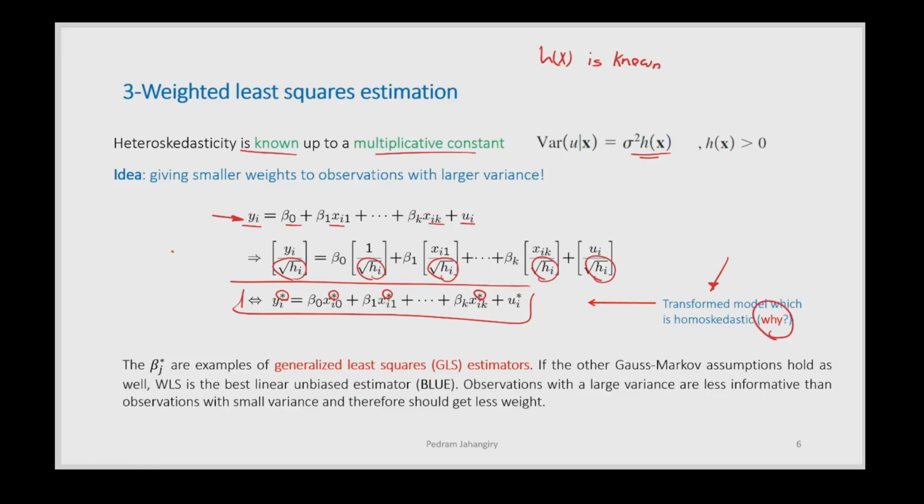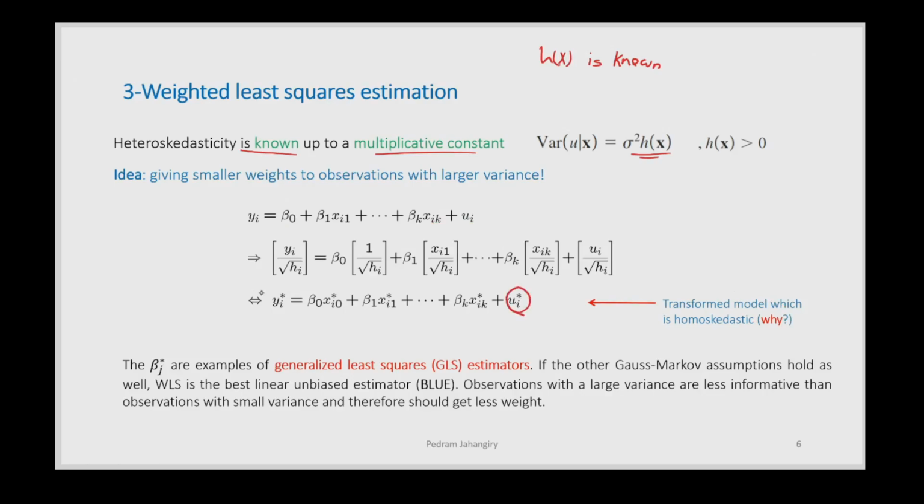I want you to think about it. So let me actually walk you through the proof, and you will see mathematically why we needed to divide everything by the square root of h of x originally, right? So I'm claiming that this new model is going to be homoskedastic. So what does that mean? It means that the variance of u star given x is going to be constant. Let's see if that's the case or not. So let's open it up. Variance of u star.